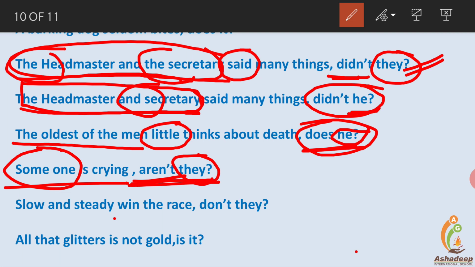Slow and steady win the race. It's a saying. Don't they? Who are slow and who are steady? It is used for the whole group, and for them it is they. Simple present tense. Don't they?